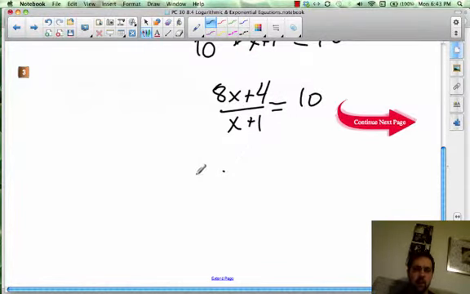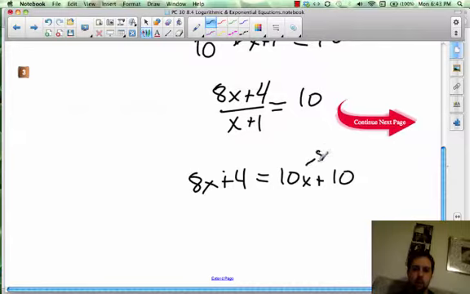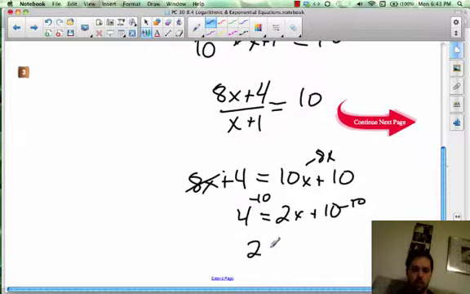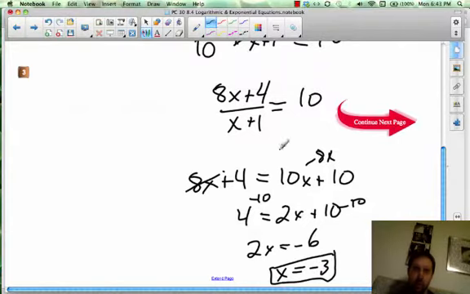So multiply that side by x plus 1, and we get 8x plus 4 equals 10x plus 10. So let's subtract 8x, and we get 2x plus 10 equals 4. Let's subtract 10. So 2x equals negative 6, and x equals negative 3. Okay, on to the next page.